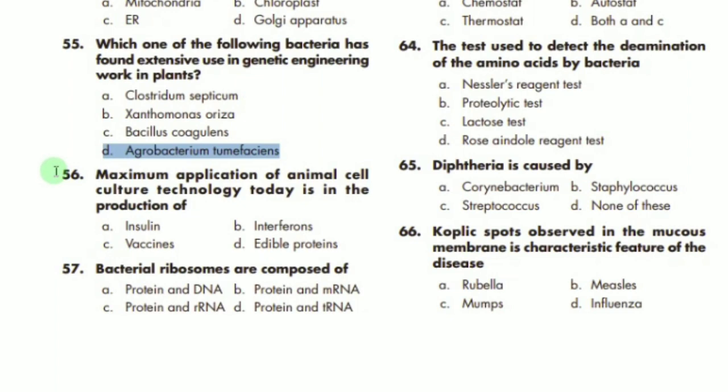MCQ number 56 says that the maximum application of animal cell culture technology today is in the production of what? It is mostly vaccines. So C is the correct option. MCQ number 57 says that bacterial ribosomes are composed of what? Bacterial ribosomes are mostly composed of protein as well as rRNA, ribosomal RNA. So C is the correct option.